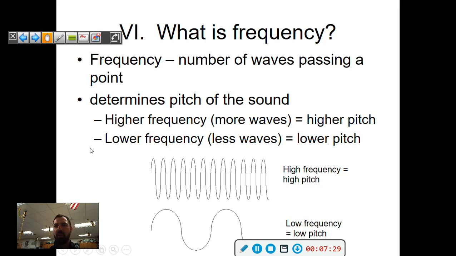Okay, frequency is also used for music. That's the number of waves passing a certain point. This determines the pitch of the sound, or for those in music, the note that you're playing. So the higher the frequency, the more waves, the higher the pitch, or the higher the note on the scale. The lower the frequency, the fewer waves hitting an object each second, so the lower the pitch of the sound. That also determines why some instruments are higher pitched than others. The higher pitched instruments will have a higher frequency of sound in general.